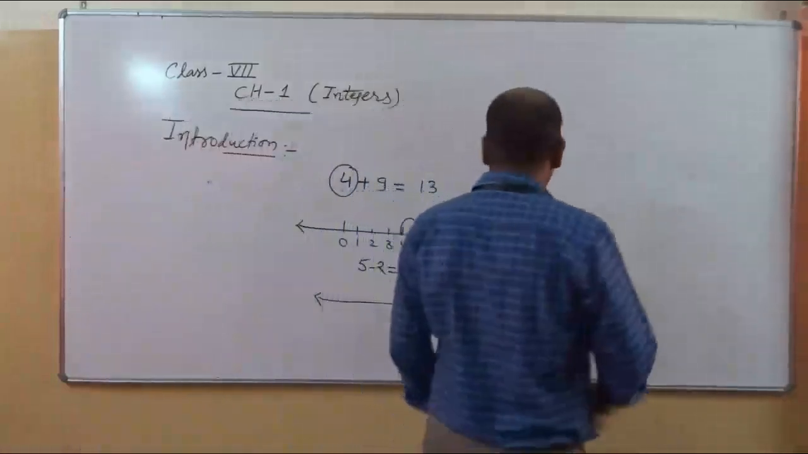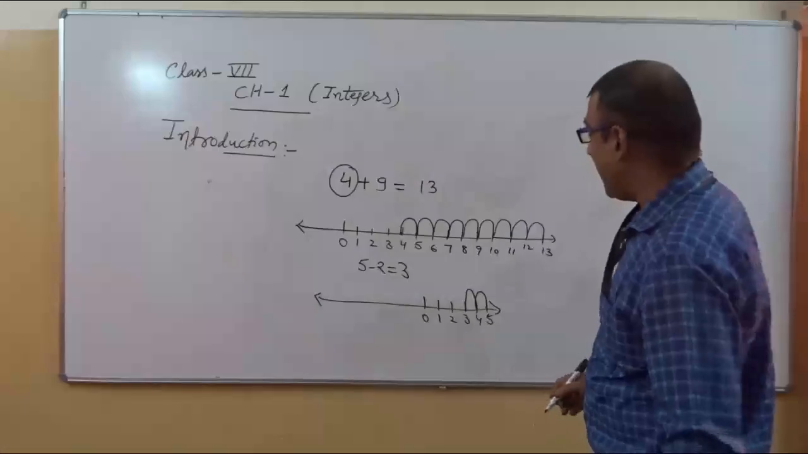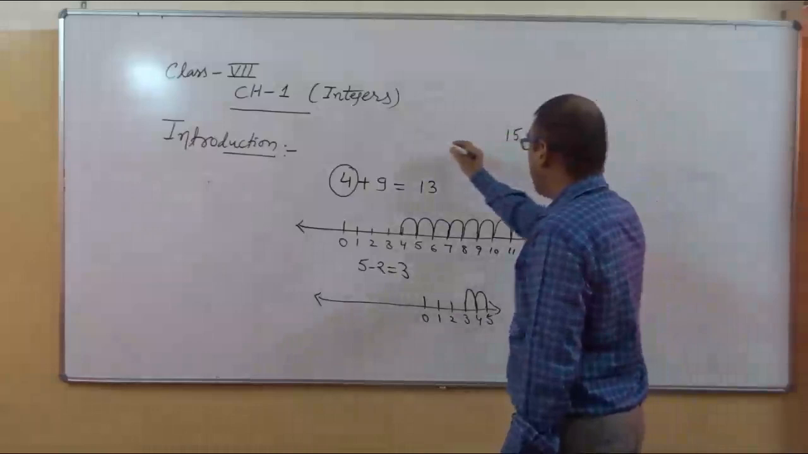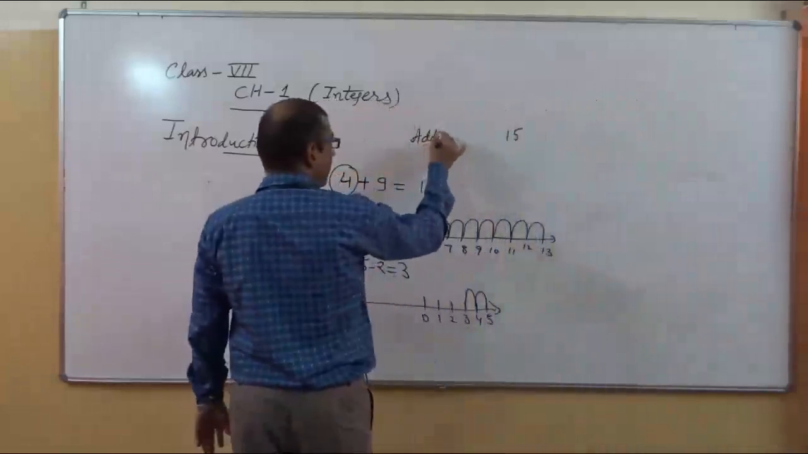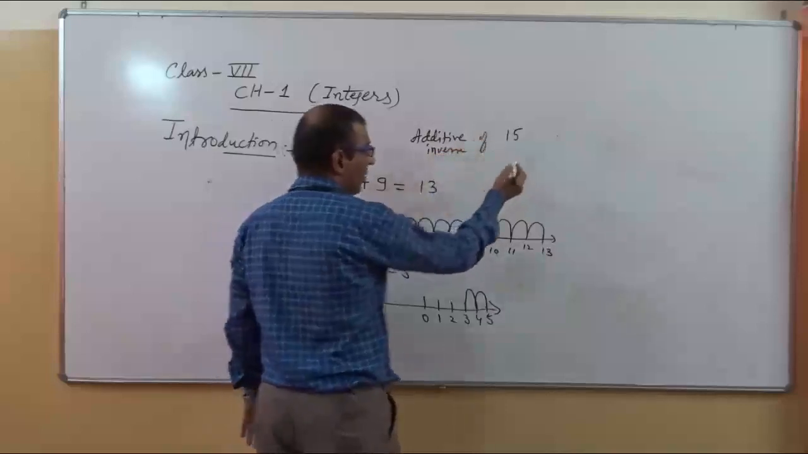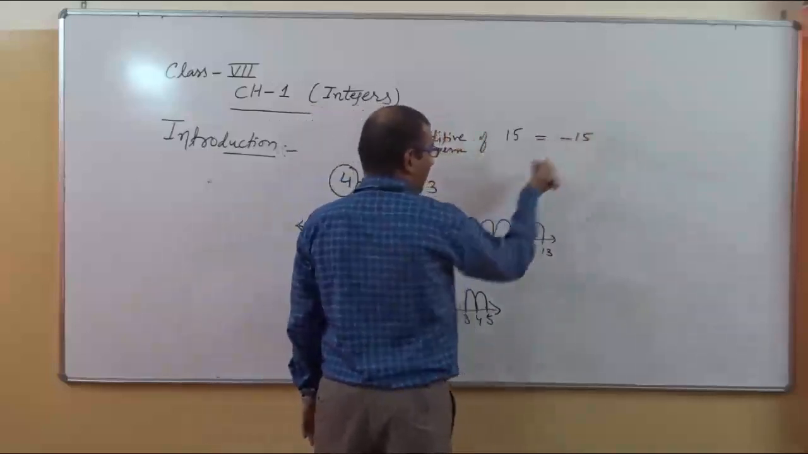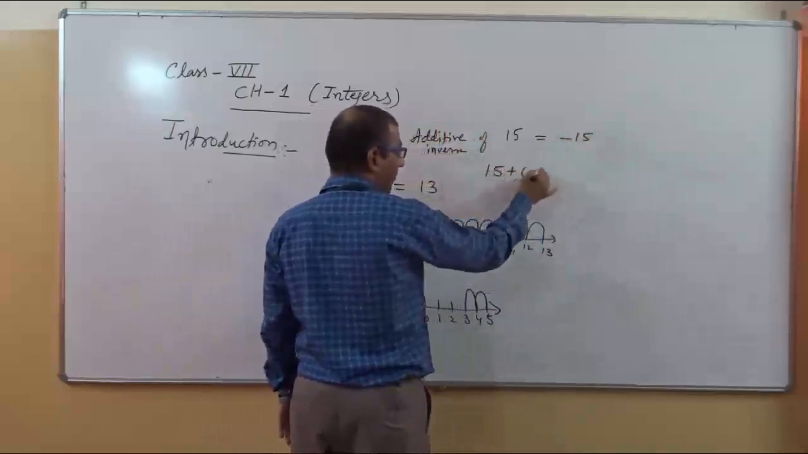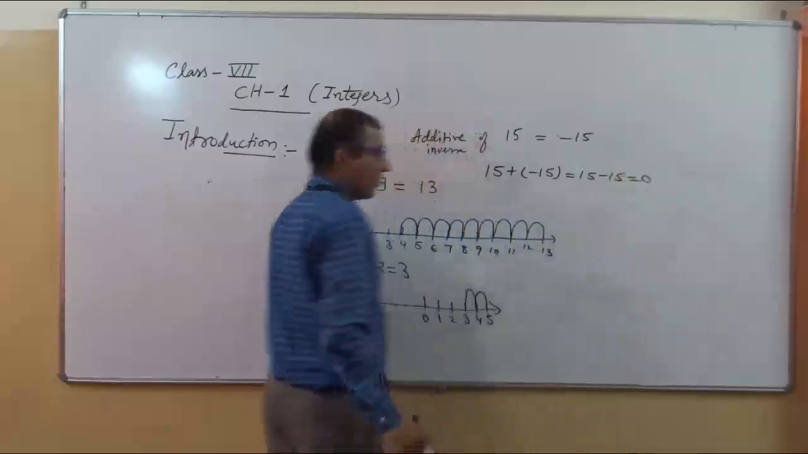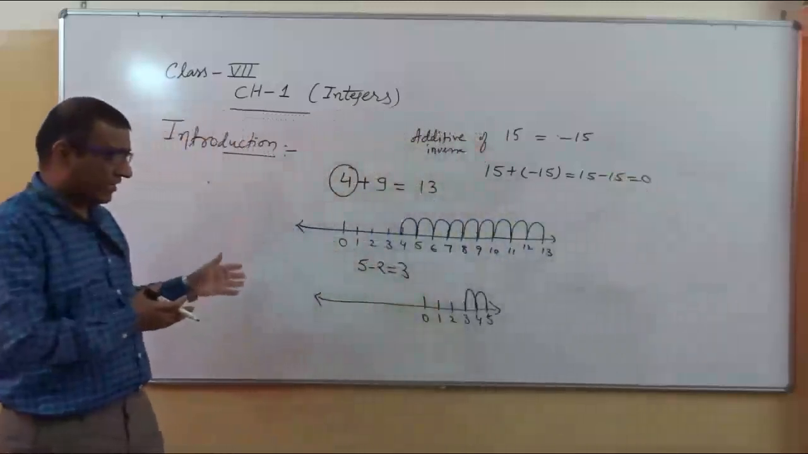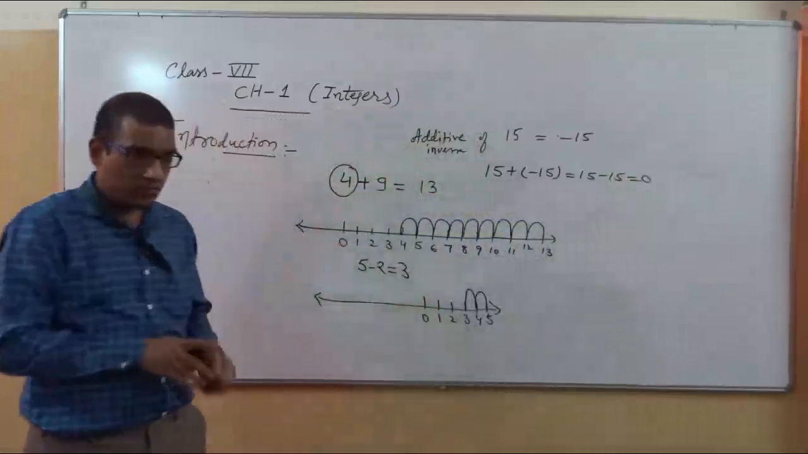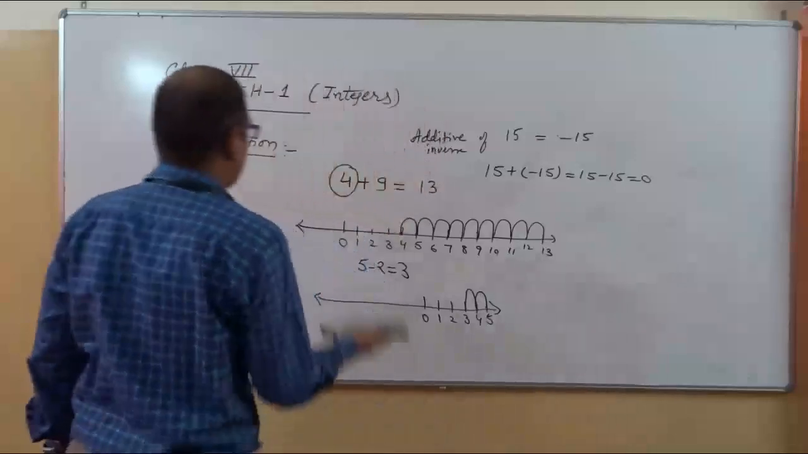Besides that, all of you are very much aware of the concept of additive inverse. If someone asks you what is the additive inverse of 15, then we can say the additive inverse of 15 is minus 15. The reason is that when we add minus 15 to plus 15, we will get 0. Some concept of the number line, right-hand side and left-hand side of the number line, all of you learned in your previous class.